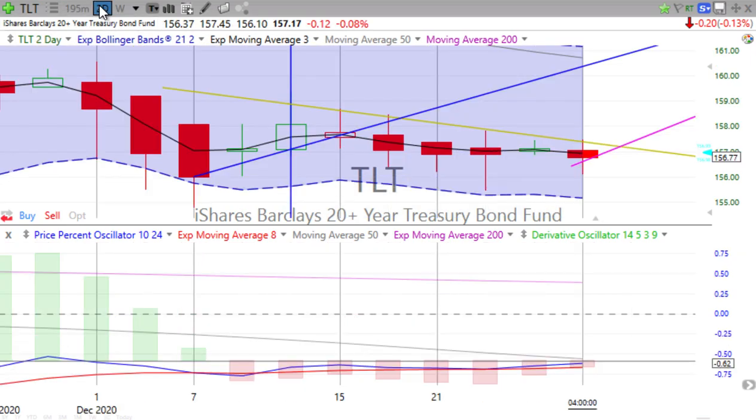We go from the weekly to the 2-day. What do we see there? Well, that 2-day candle bounced off the red signal line.